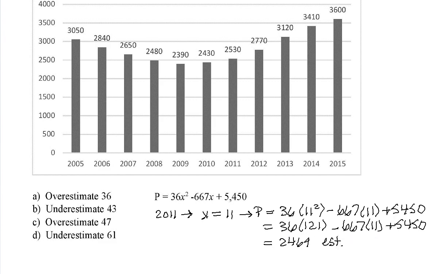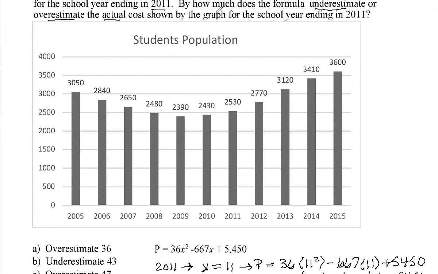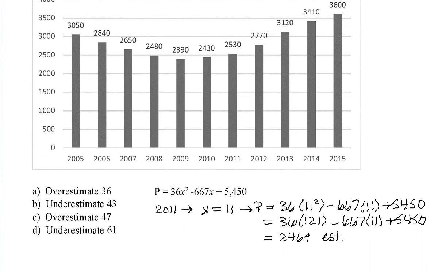And then the question here is, by how much does the formula underestimate or overestimate the actual? So is the formula an underestimate or an overestimate? Okay, well, the actual in 2011 here is 2530, and the estimate was 2469. So it's an underestimate, so we can cross off these overestimate possibilities. And then was the underestimate by 43 or 61?